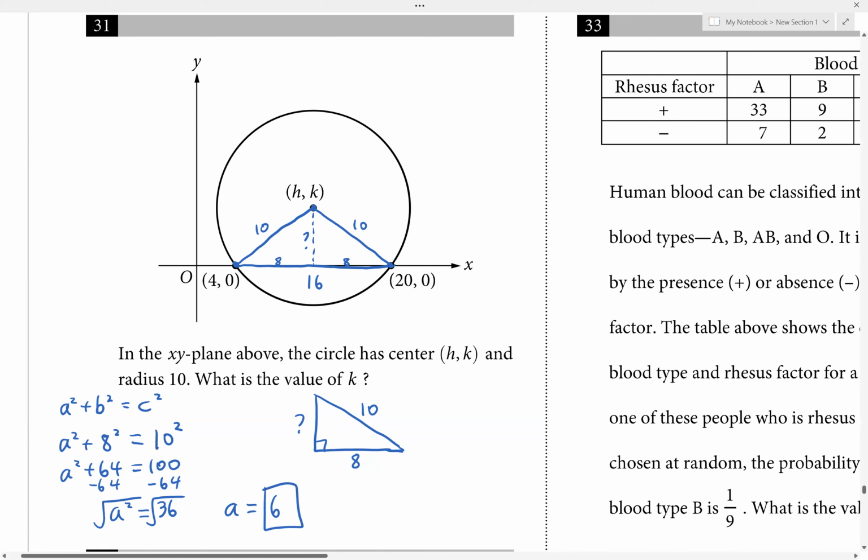So in this case, 6 will be this height, which is also the k value, the center. That would be the distance from this point to the center, so that would be the same as the k value. Okay. Yep. So 6 will be our final answer. And that should be it for number 31.